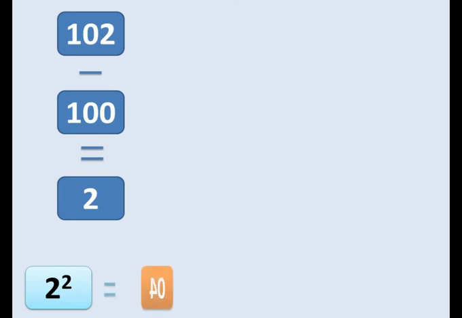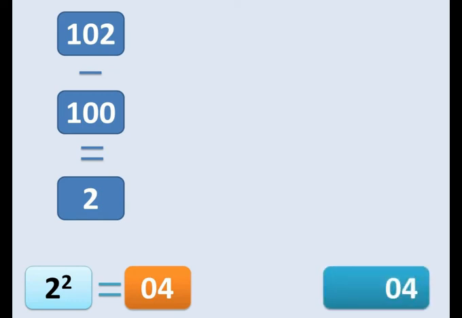Now let's take some examples to calculate squares for the numbers above 100. Let's try to calculate the square of 102. As 102 is higher than our base 100, we will subtract 100 from 102 to calculate the difference, which is 2. Now the square of 2 is 4. Again, 4 is a single digit number, so we have to add 0 before that. This 04 is the first part of our answer.